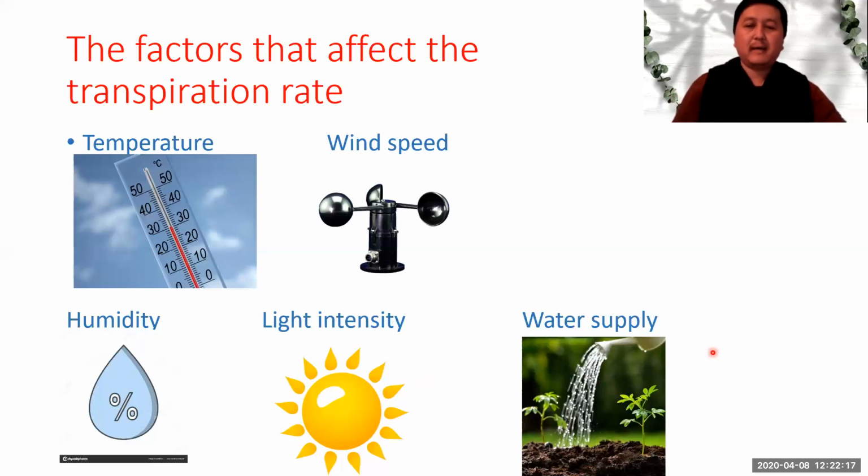And water supply. If plants take more water, more water evaporates, but if there's less water, it cuts the transpiration rate, because if there's less water, there's less pressure inside of the plant, and it causes less transpiration.